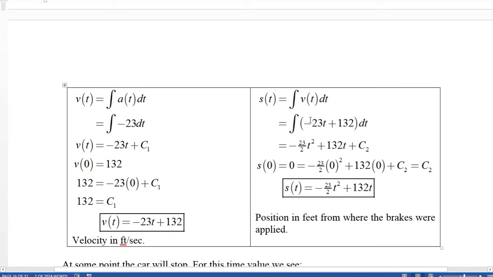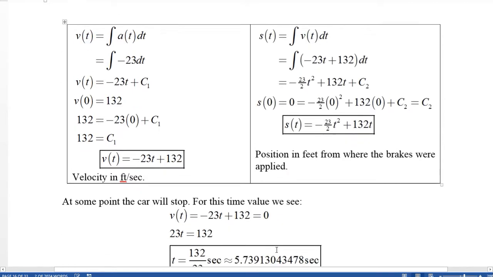Now we take another antiderivative of that to get the position, which I'm using the letter S for. So this goes up to power 2 divided by 2, so it's negative 23 halves t squared, plus 132t plus c2. If you take the derivative of that, you get what's in the parentheses up here. Now we know the position at time 0 is also 0, so we plug in 0 here and we get c2 is also 0. So S of t is negative 23 halves t squared plus 132t, and that's the position in feet from where the brakes are applied.